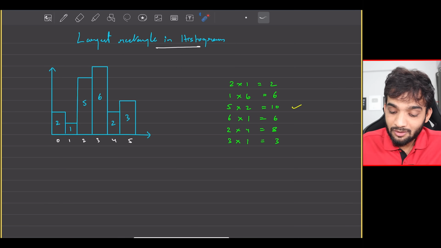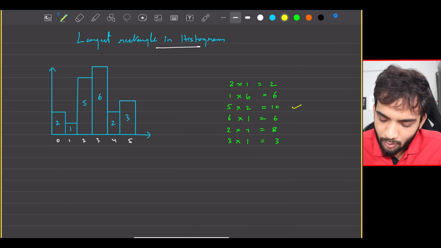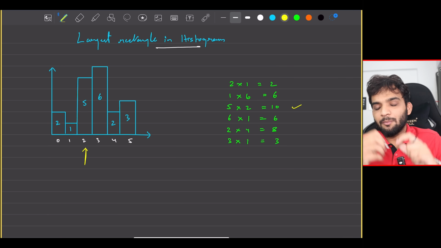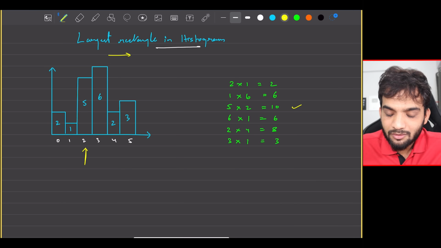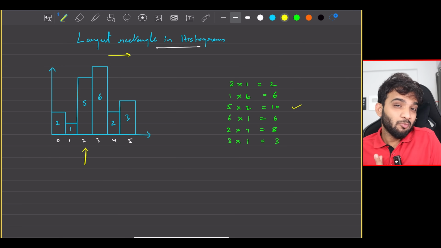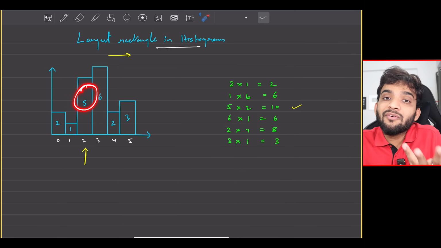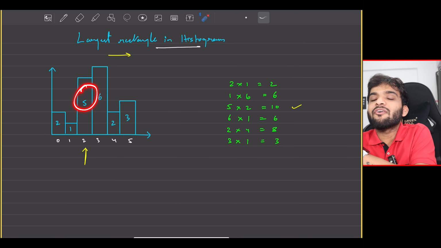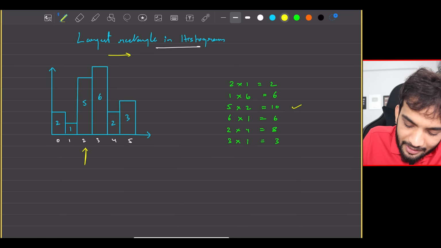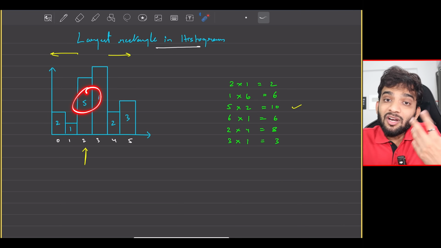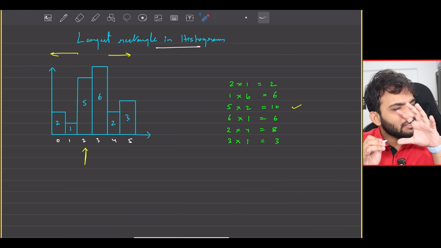I got an idea. So what I have to look over here is whenever I'm standing at a particular bar, a particular block, on the right, I can go till the next smaller element, the element smaller than 5, because till that I can form the rectangle. And on the left, I can also go till the element which is smaller than 5, because I can form the rectangle till that place.